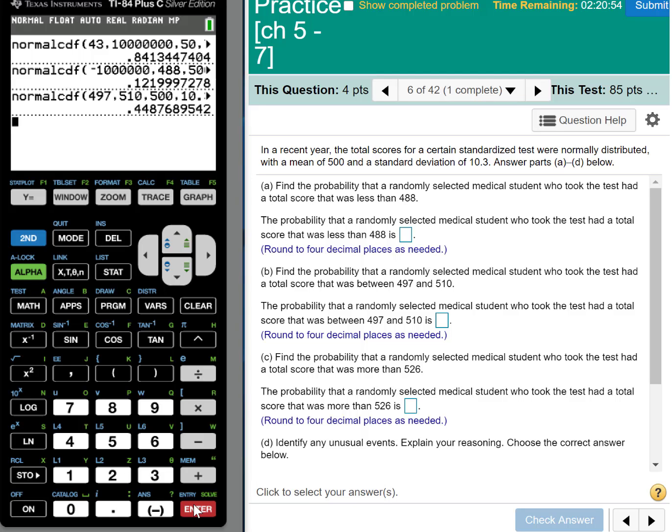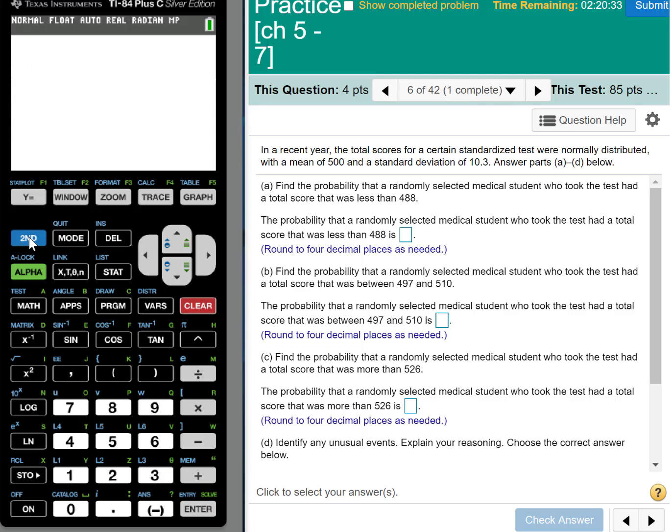Find the probability that a randomly selected medical student who took the test had a score between 497 and 510. Find the probability that a randomly selected medical student who took the test had a total score of more than 526.